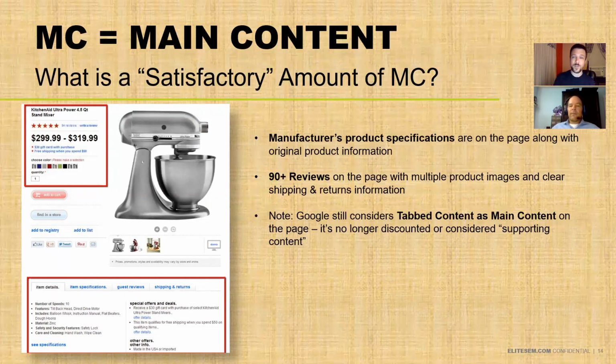The other thing that they note is the notion of tabbed content, which you can see in the red box at the bottom there. It's considered main content now. Several years ago, in a desktop first world, tabbed content was kind of a no-no. They said, well, Google will ignore the tabs. They won't ignore them anymore. Why? Well, because we're mobile first now.